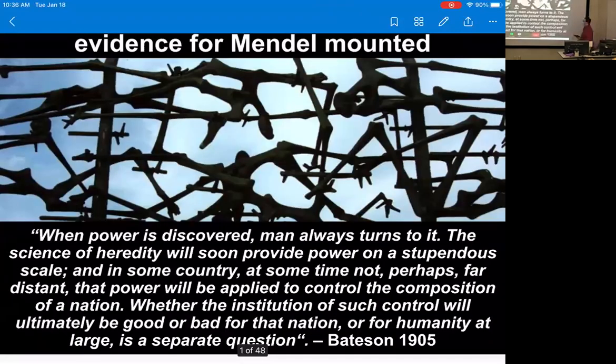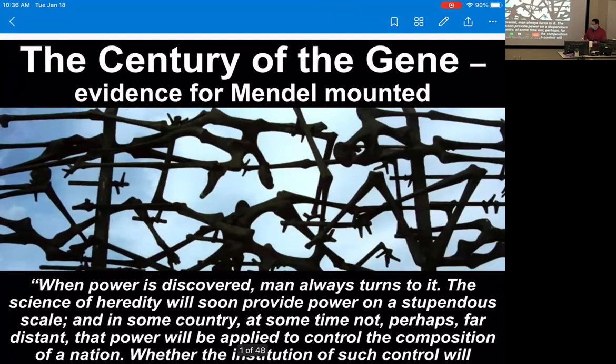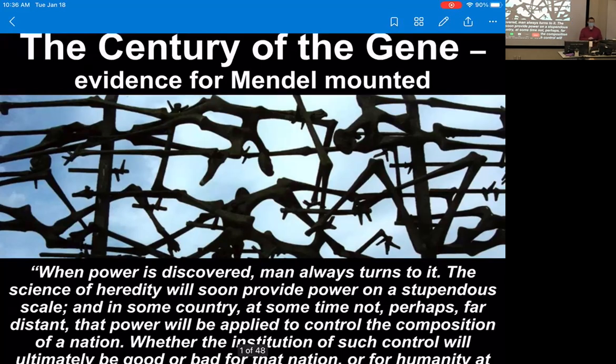We are now finally at the point of here's a gene, and here's Mendel, and here's how this Mendelian system works. Now, at the turn of the 19th century, this power was discovered, that there were units of heritability, we could track them, we could predict them, and some people started obviously saying we can manipulate this.